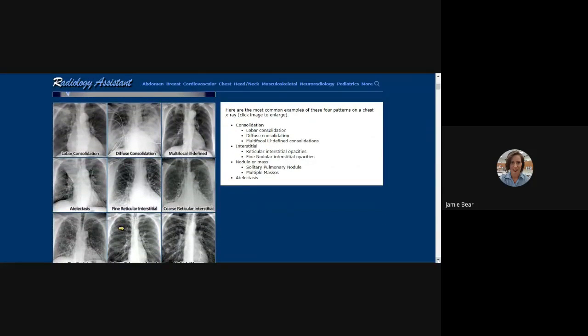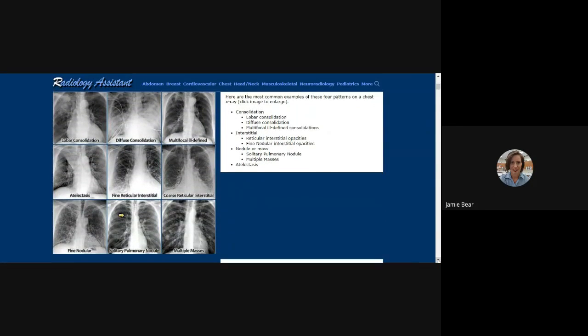Okay, so these are all really good. Here's one nodule. There's multiple masses in this X-ray. Fine nodular, you guys can see them on both sides. Oh, this is a good picture of atelectasis here. This is consolidation. Diffuse consolidation means it's all throughout both sides. And then multifocal, ill-defined just means there's some here, some up here, a little down here. So what I would do, you guys, is just keep practicing on these.